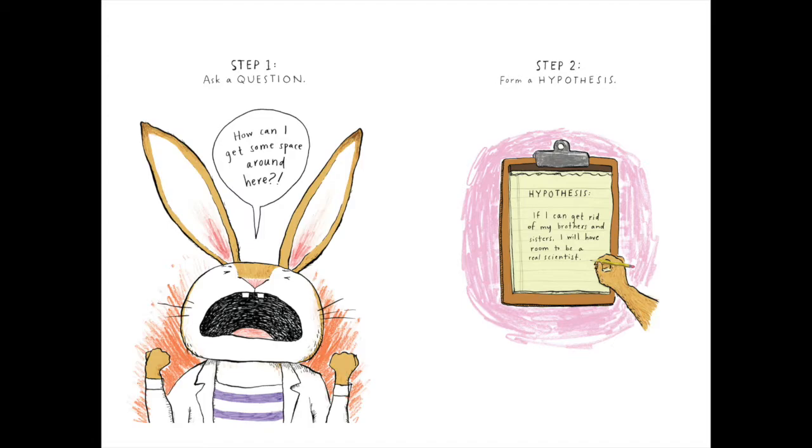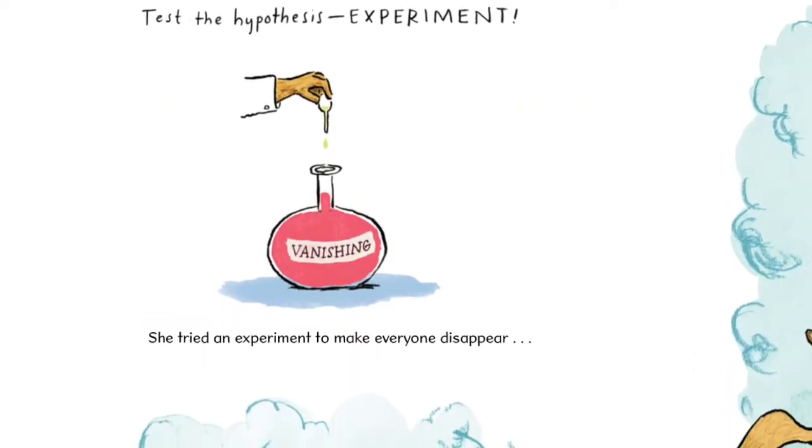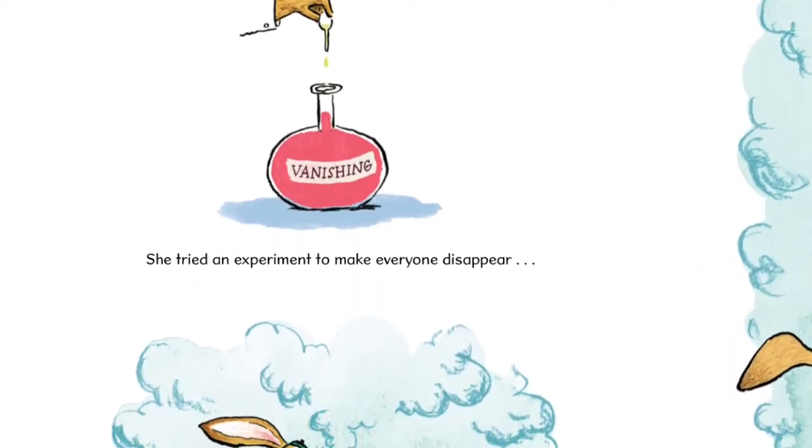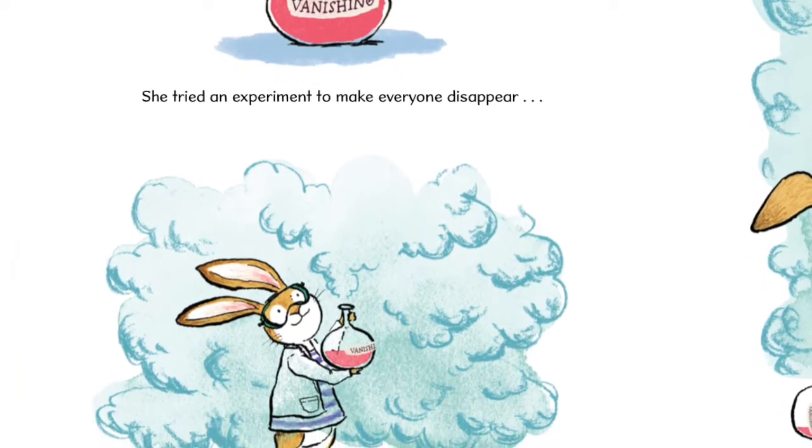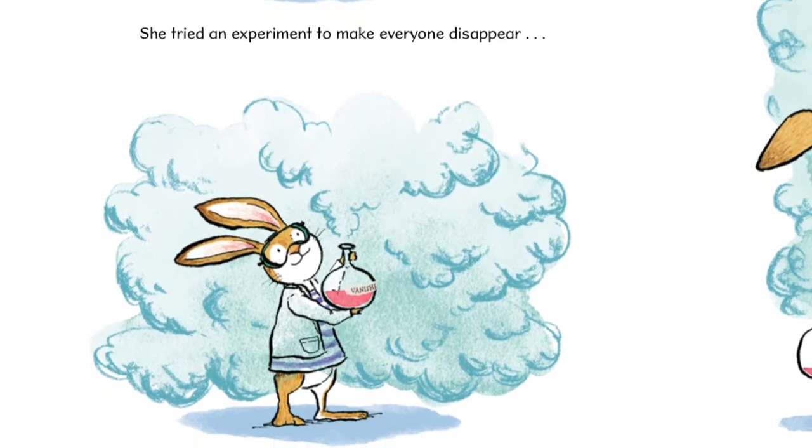Step 2, form a hypothesis. Hypothesis. If I can get rid of my brothers and sisters, I will have room to be a real scientist. Step 3, test the hypothesis. Experiment. She tried an experiment to make everyone disappear.